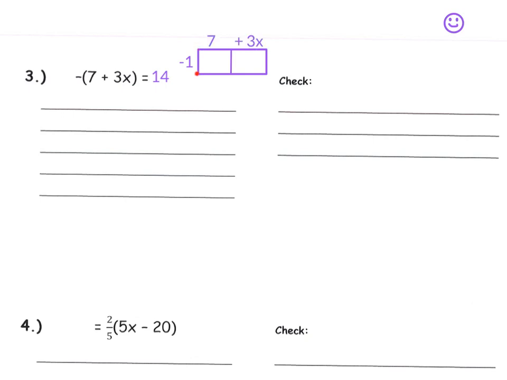So we have a -1 on the left times 7 on the top. So -1 times 7 is a -7. And then on the side, we have a -1 times 3x. -1 times 3x is a -3x.